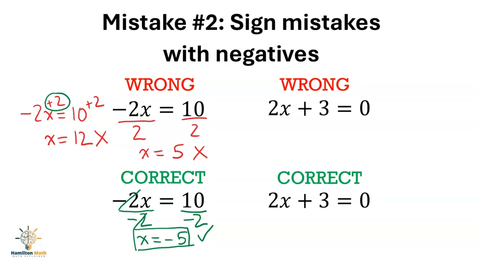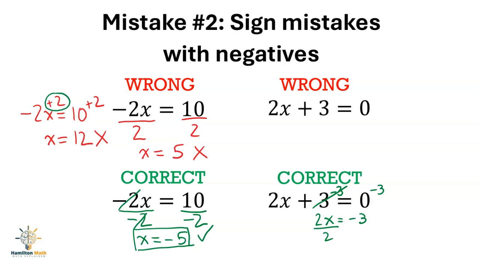What about 2x plus 3 equals 0? Well, I'm going to show you first off the correct way to do this, and then we'll look at the wrong way. The correct way to do this is we subtract 3 first. We always add or subtract before we multiply or divide. And then we get 2x is equal to negative 3.